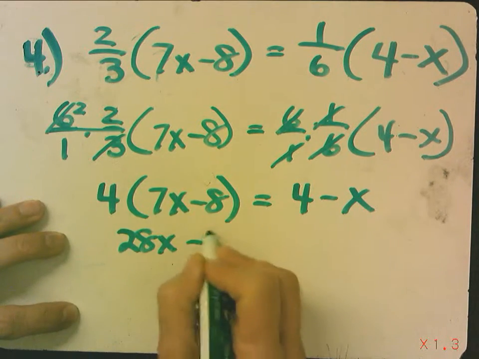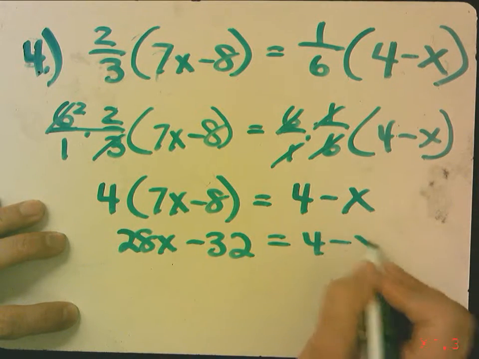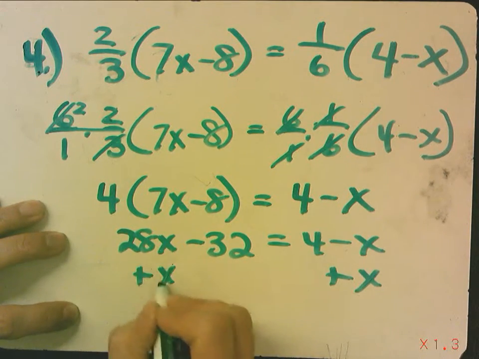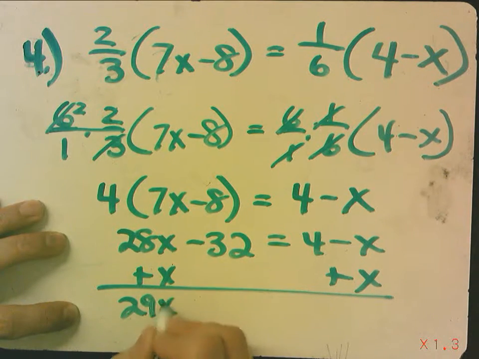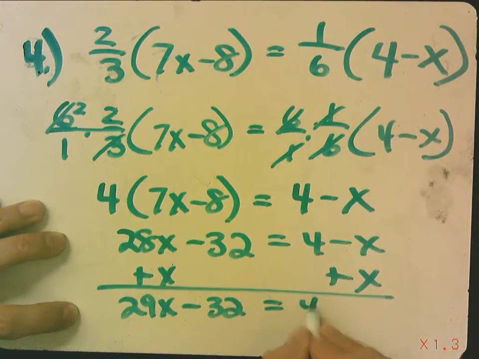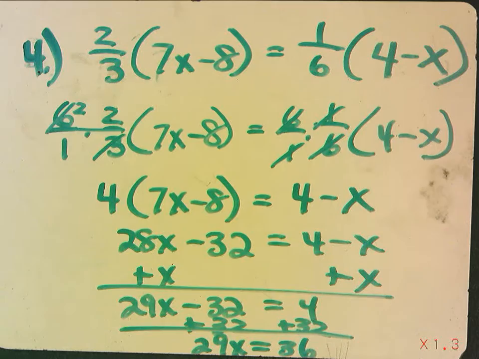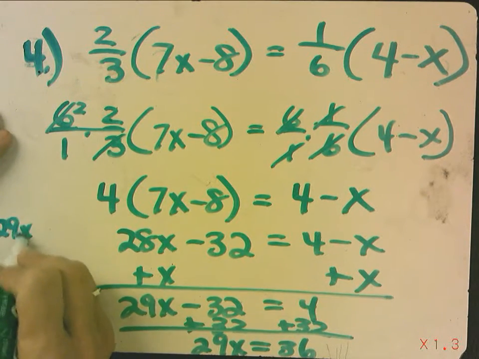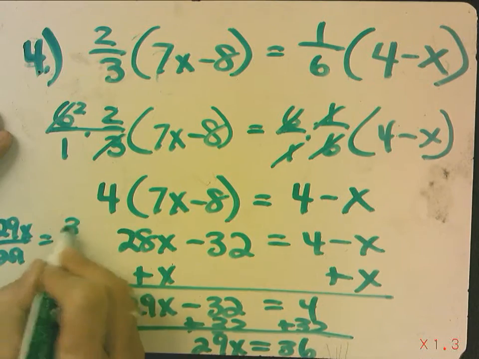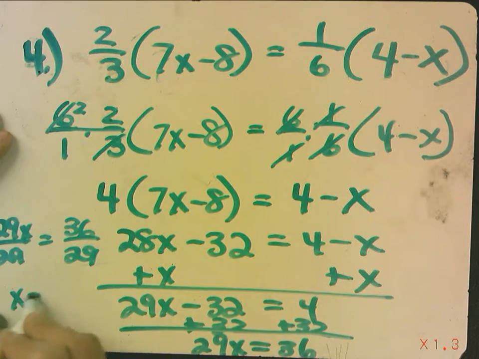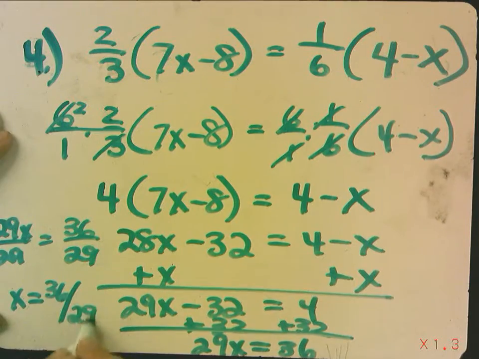So I distribute, and then I add x to both sides. And then I add 32 to both sides. And I get 29x equals 36. I don't automatically assume I'm wrong because I'm going to get a weird fraction as an answer. I understand that sometimes you can have answers that are fractions. And this answer is 36 over 29.